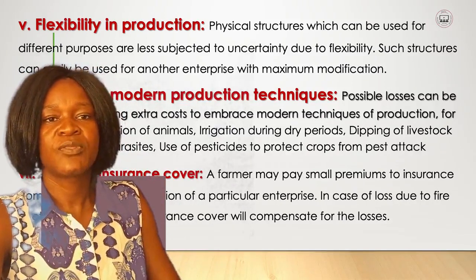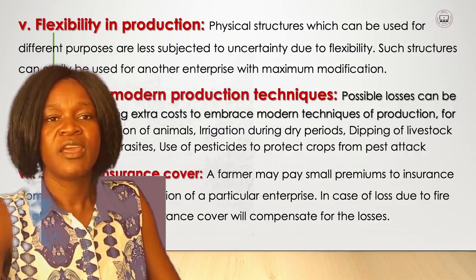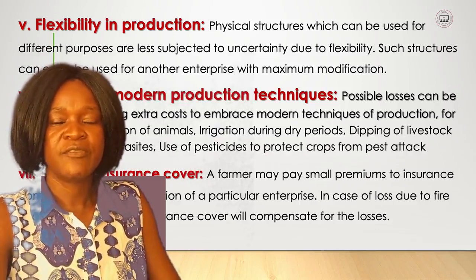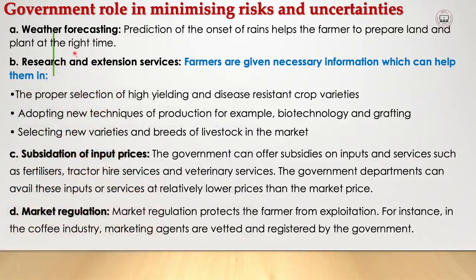Now let us look at the roles the government can play in minimizing the effects of risks and uncertainties. So the government can emphasize weather forecasting. This is the prediction of onset of rains, which will help the farmer to prepare land and plant at the right time.